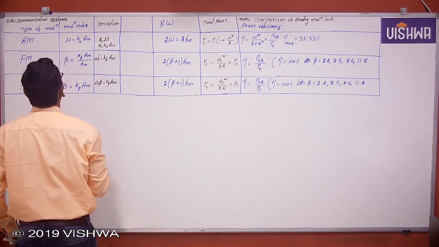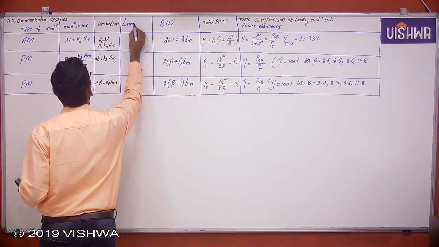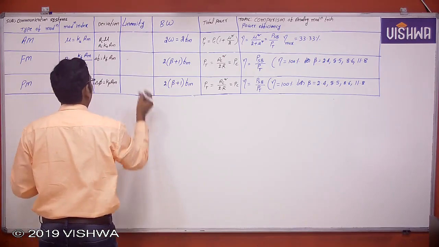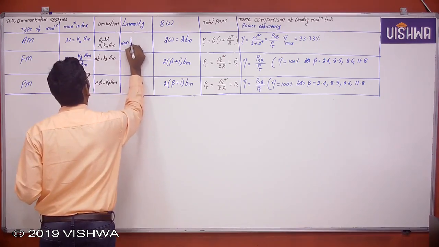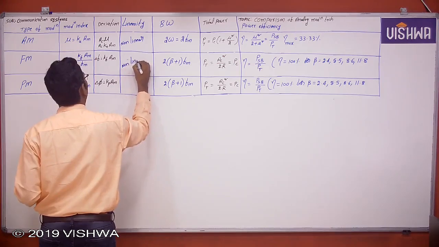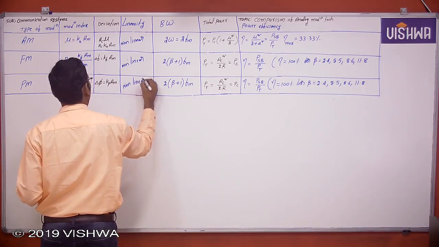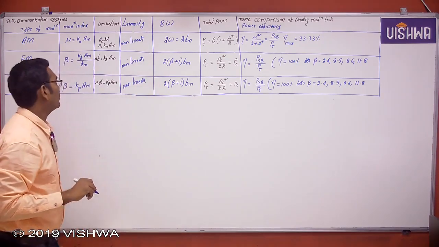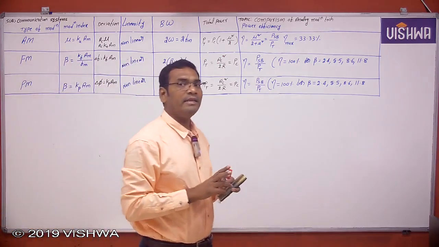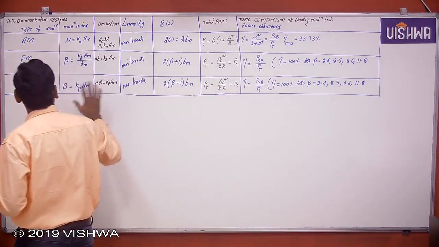Now, linearity. You already know that amplitude modulation is a non-linear modulation. This is also non-linear modulation. This is also non-linear modulation. Is it right or not? Now this is a non-linear modulation because you already know how to check the non-linearity. Okay, non-linear.